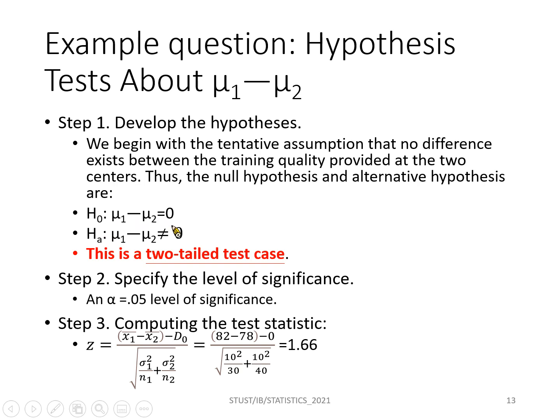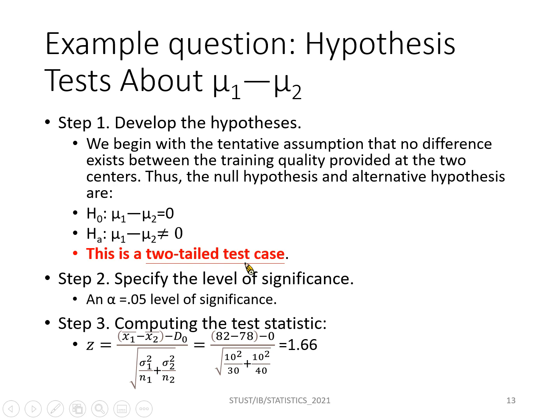They will equal 0. That means the two centers don't have a significant difference between them for the training. And mu1 minus mu2 may not equal 0. That means they may have some difference. But when you find it's an equal and unequal condition, it's a two-tailed test case.